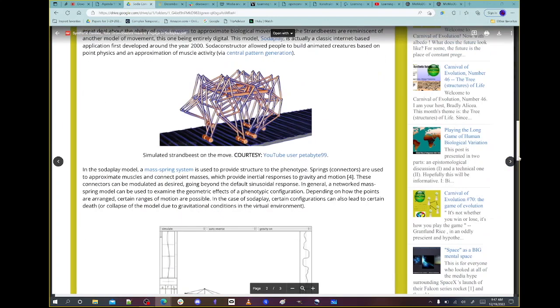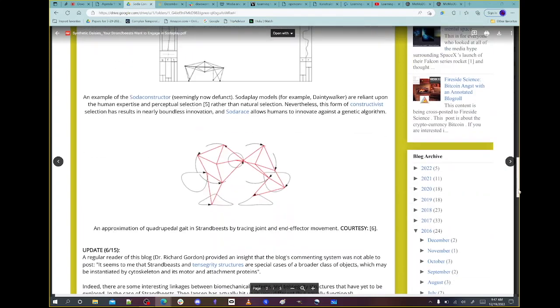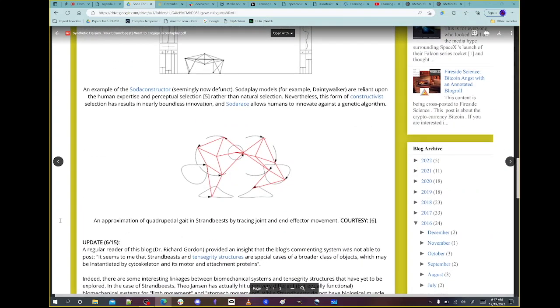And then this is an example of the model. This is an approximation of quadrupedal gait in strand beasts.